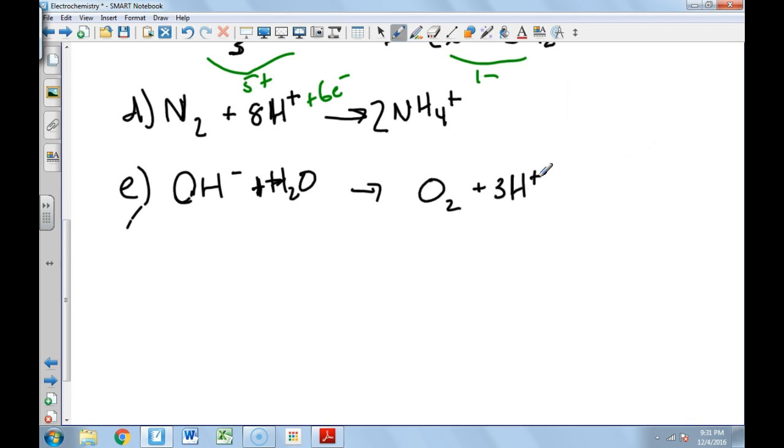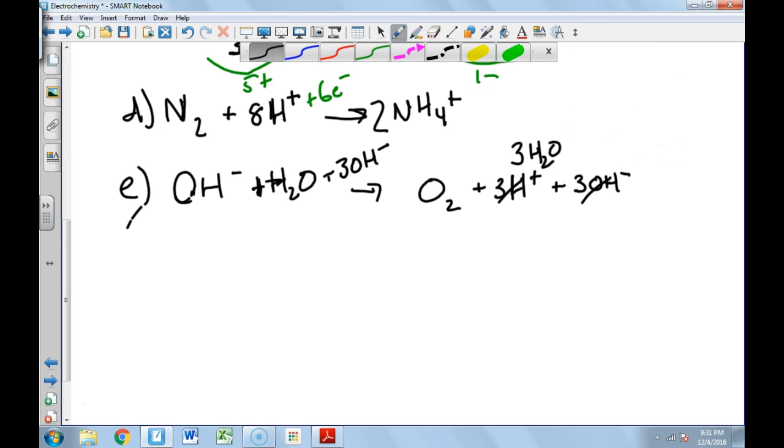Now, here's the thing. This is in basic solution. Balancing in an acidic solution is kind of like the shorthand notation for basic. So you balance like it's in acidic solution, and then to make it basic, since it's all nice and balanced, we're going to go plus 3OH, because that's going to cancel out the H pluses, and then we're going to go 3OH minus on this side. So now this turns into 3H2O.